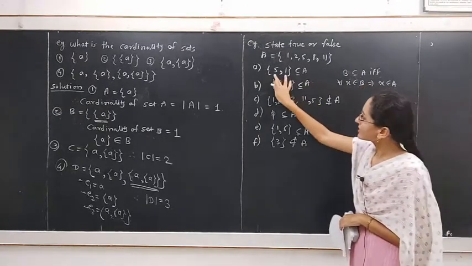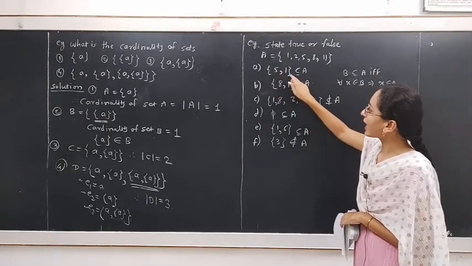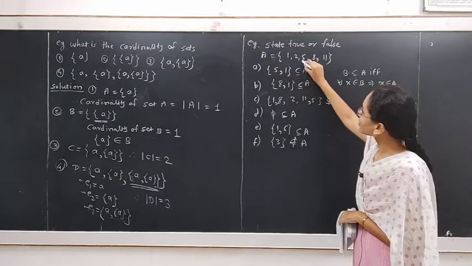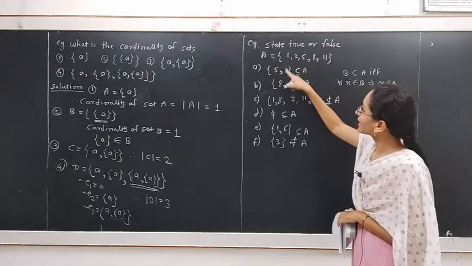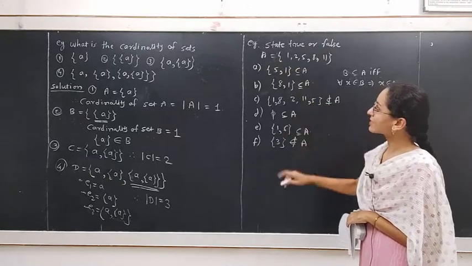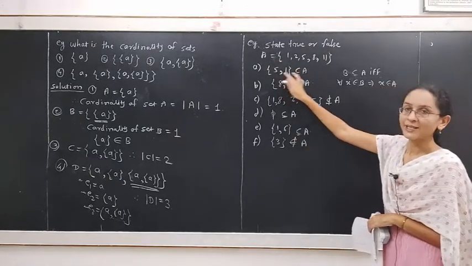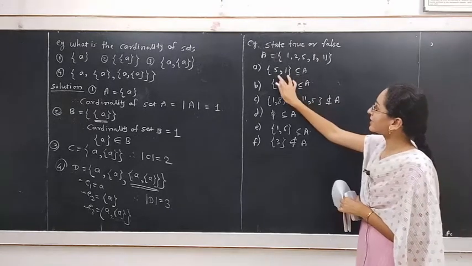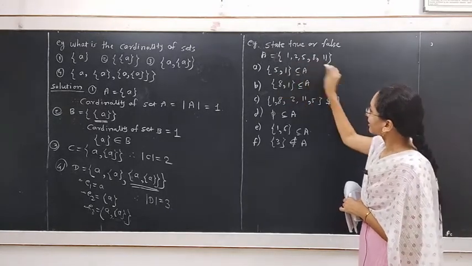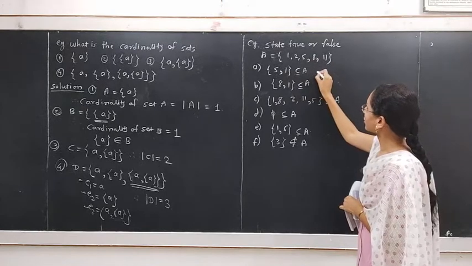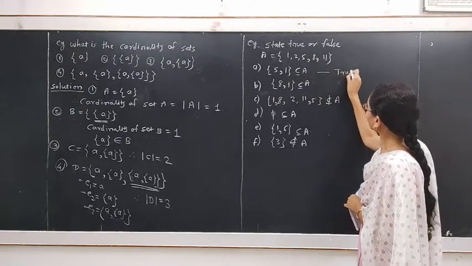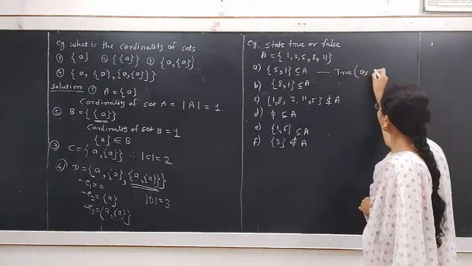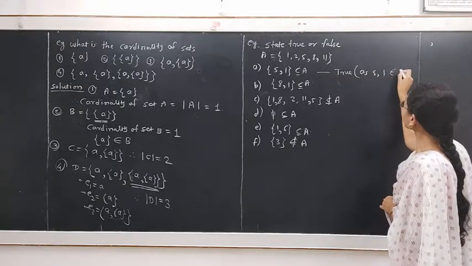Here this set consists of 2 elements, 5 and 1. See, 5 belongs to given set A, 1 also belongs to set A, hence this is a subset of set A because every element of this set is in set A. This statement is true as 5 and 1 belong to set A.